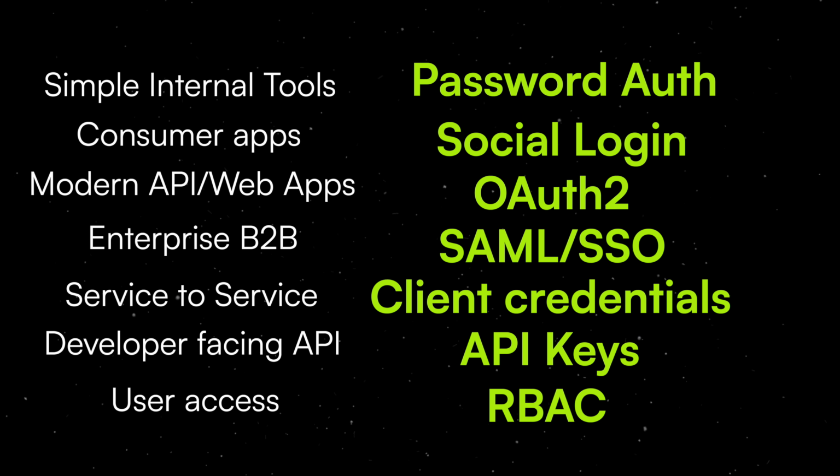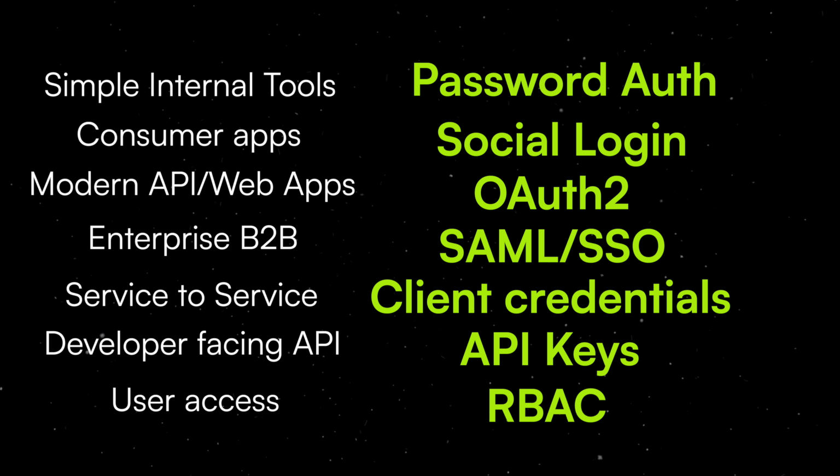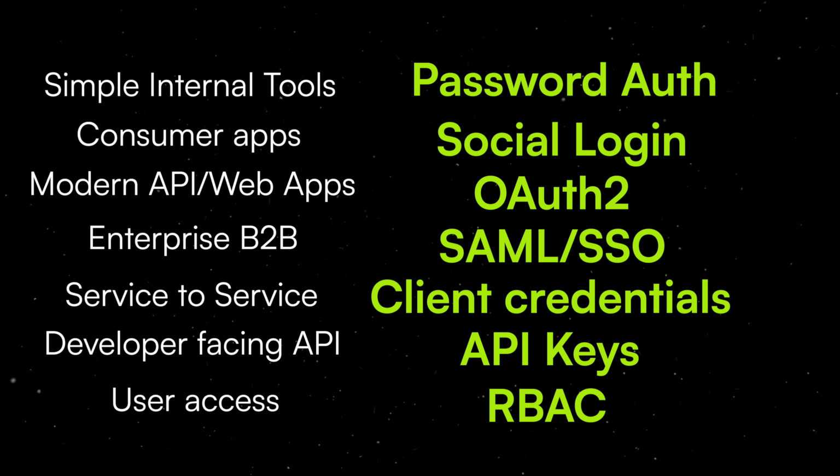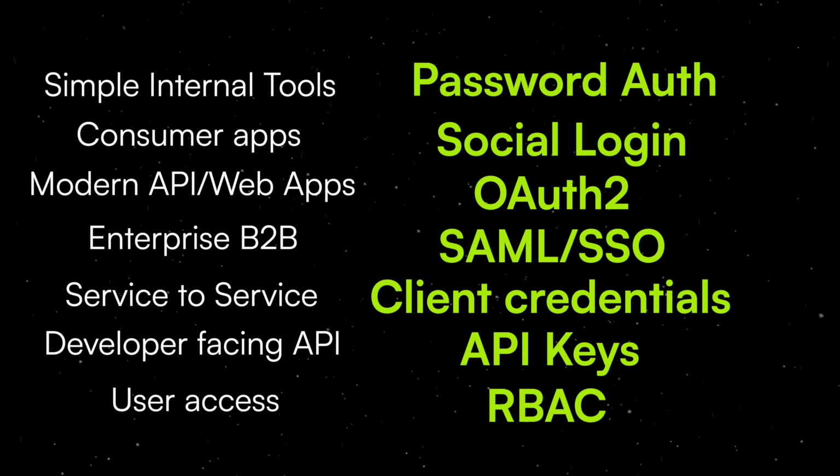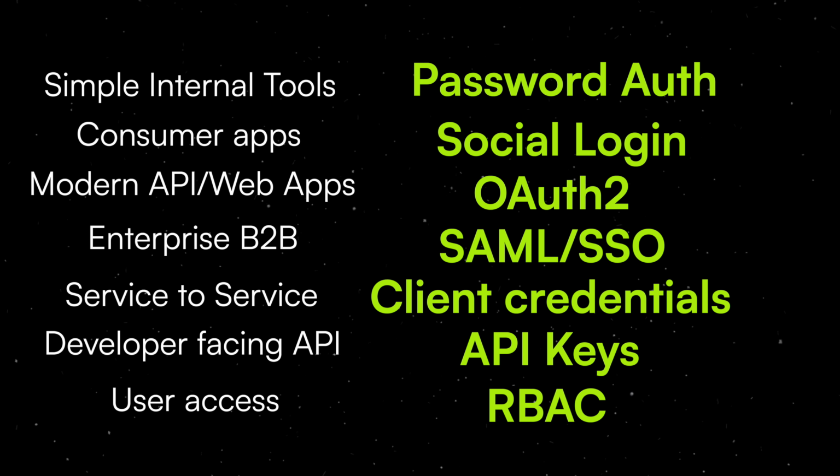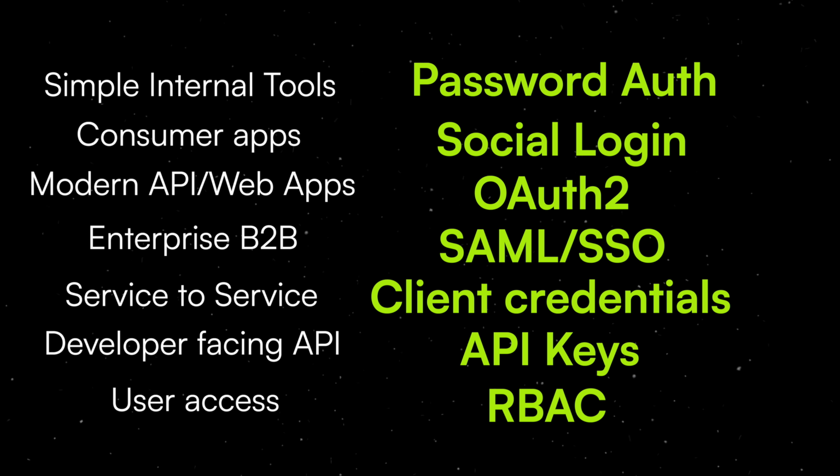The reality is that most production systems use several of these together. You might have a social login and a password auth side by side, role-based access control to control what different users can do, and OAuth for your integrations.